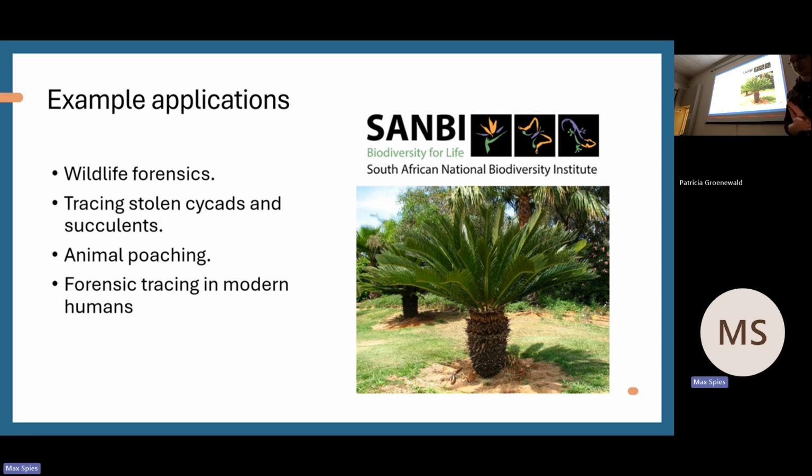You can also trace poached animals like rhino horn or basically any wild animal. And there are some uses for modern human forensic tracing as well. I'm not going to go into that too much because there are some limitations, but we can chat about that later if people have questions. But some alternative non-archaeological examples, just thought it might be interesting.